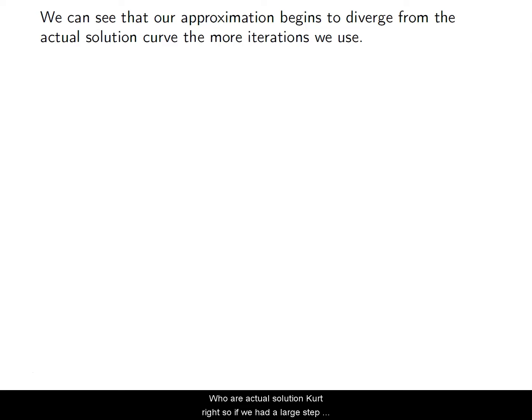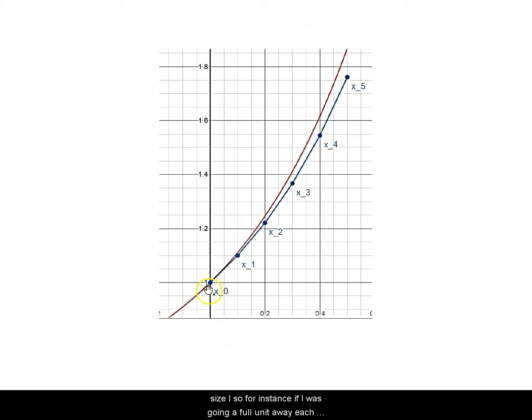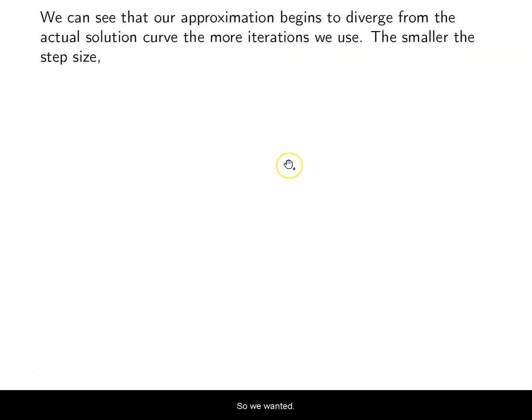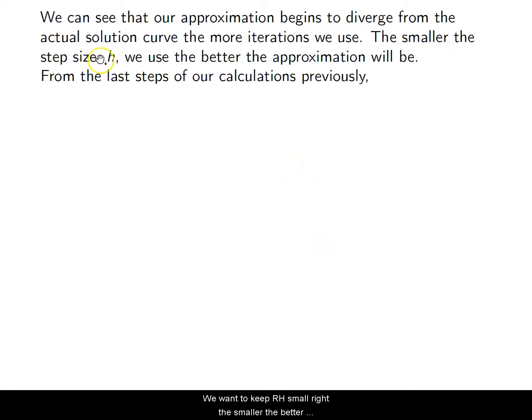So if we had a large step size, right? So for instance, if I was going a full unit away each time, my approximation curve is going to be probably useless after the second iteration, right? So we want to keep our h small, right? The smaller the better. Obviously, if h is too small, it takes a lot of computing power. It takes a lot of time. It might not be very useful, right? So you always want to compare processing power and computation time versus usefulness of your approximation.